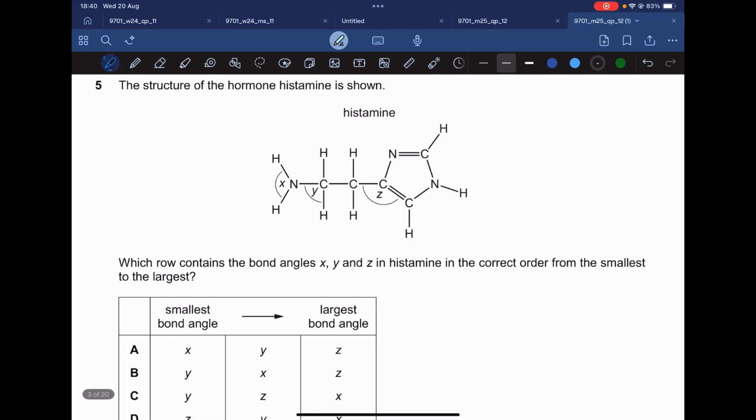Okay, the structure of the hormone histamine is shown. Which row contains the bond angles X, Y, and Z in histamine in the correct order from smallest to largest? So let's look at these. For this one here, this is 4 bonds, no lone pairs. We're looking at tetrahedral, which is 109.5. Here for Z, we're looking at 3 bonds, and there are no lone pairs. Remember, double bonds don't really matter in terms of VSEPR. So we're looking at trigonal planar.